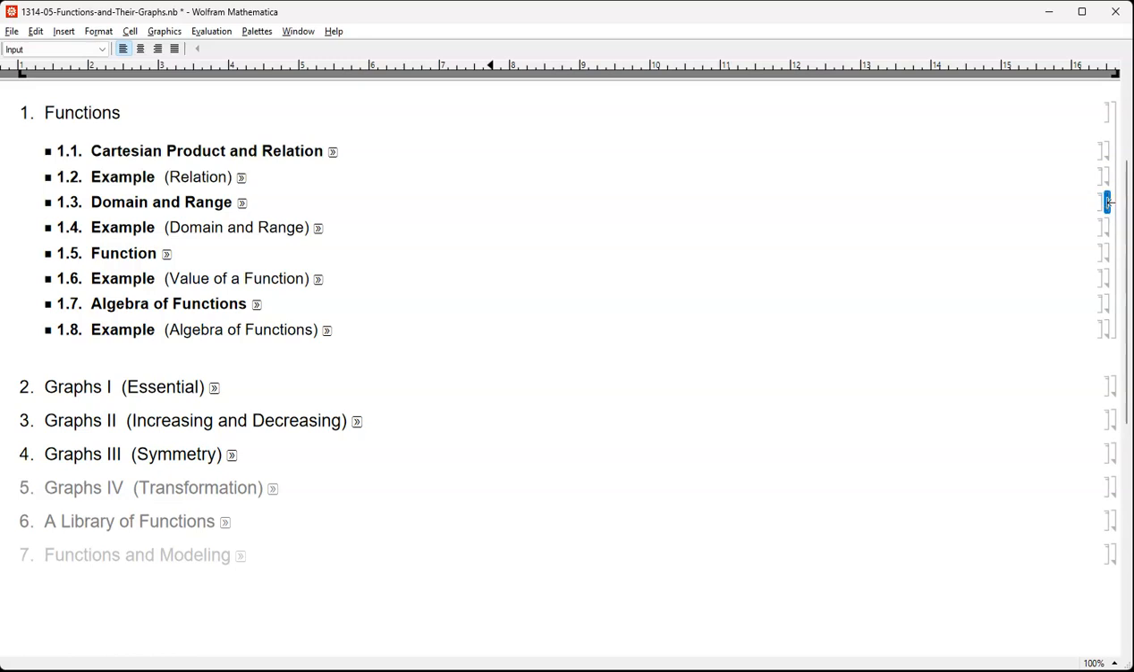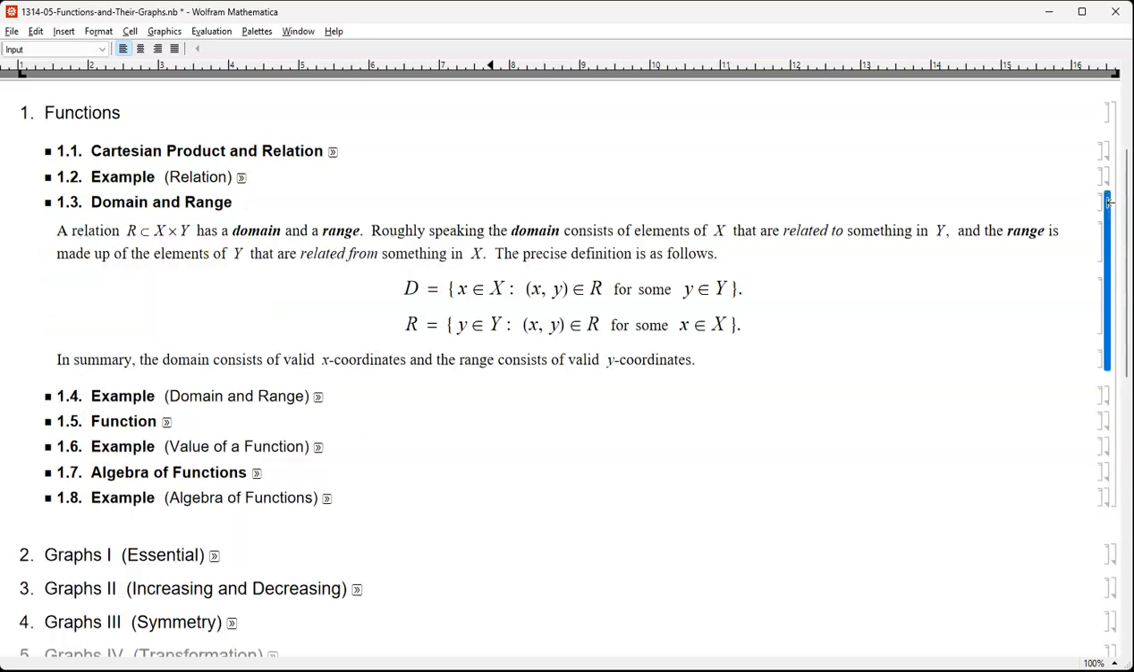We are still not ready to define functions. We need 2 more things actually: domain and range of relations. A relation has a domain and a range. Roughly speaking, the domain consists of all the x coordinates, all the elements of capital X, so all the x coordinates related to something in Y. So here, all possible x values. The range is all the elements of capital Y, so all y coordinates that are related from something in X, so all possible y values.